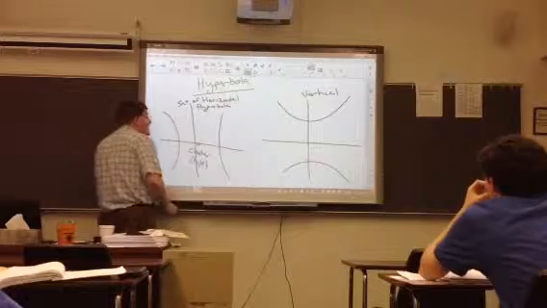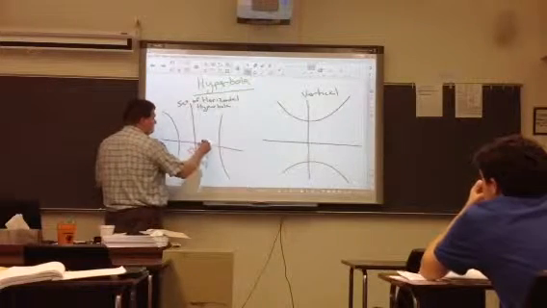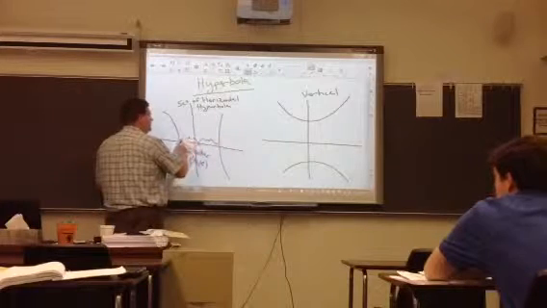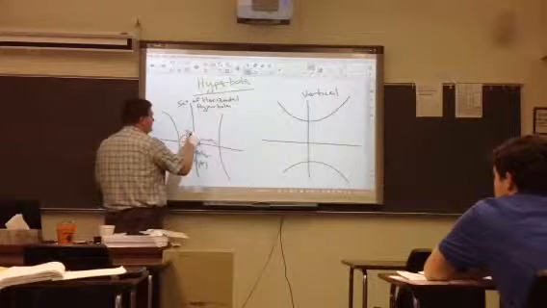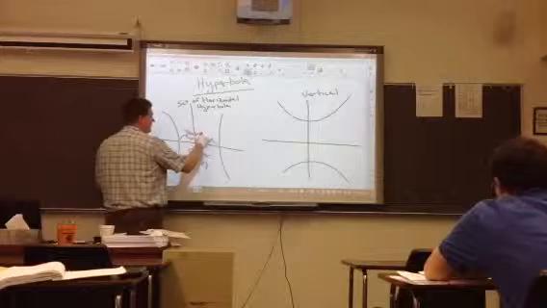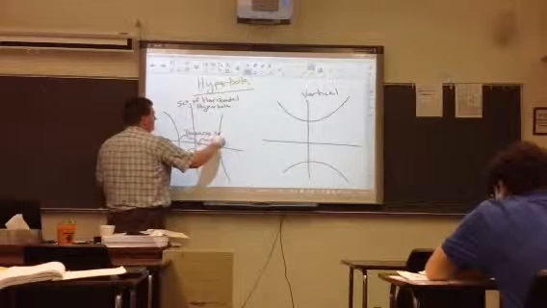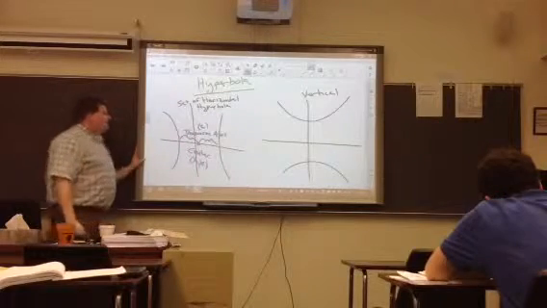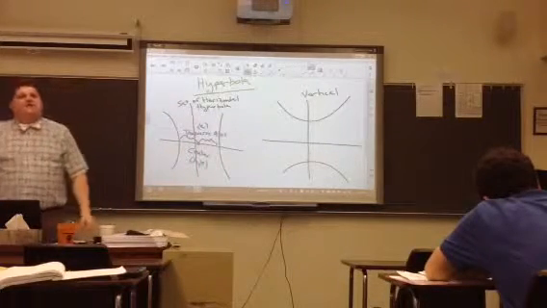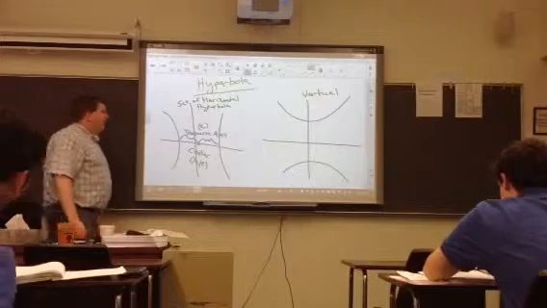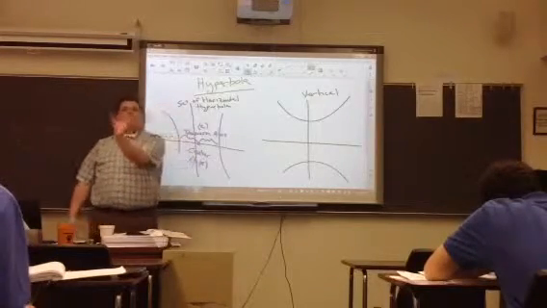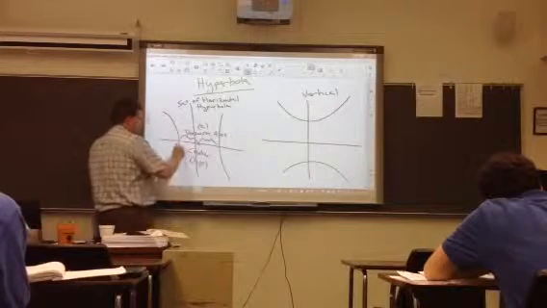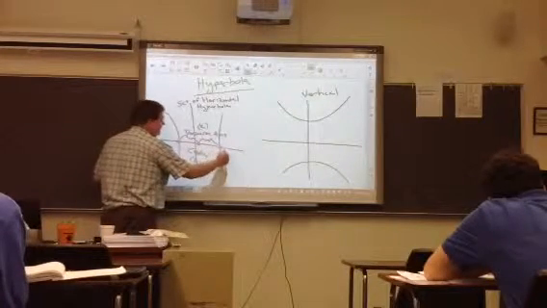And next, it's got what's known as a transverse axis. It's like the side of a basketball. It does look like the side of a basketball. Very good, Holden. And so the transverse axis is basically the line between the two. It's the gap, basically. It's the line between the two, going through the two vertices of these.